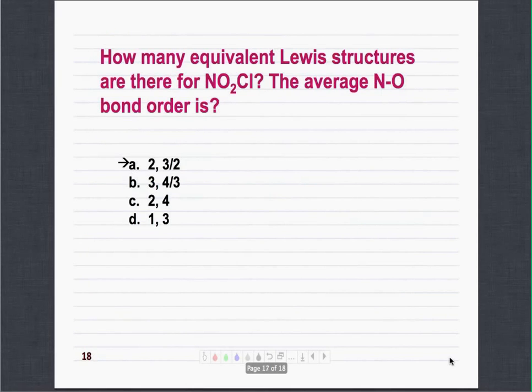Okay, which is right now, not even in a minute. Okay, how many equivalent Lewis structures are there for NO2Cl? Another way is asking you how many resonance structures, because a resonance structure is an equivalent Lewis structure. So when they ask you equivalent Lewis structures, they mean resonance structures. Are there for NO2Cl? And what is the average NO bond order?